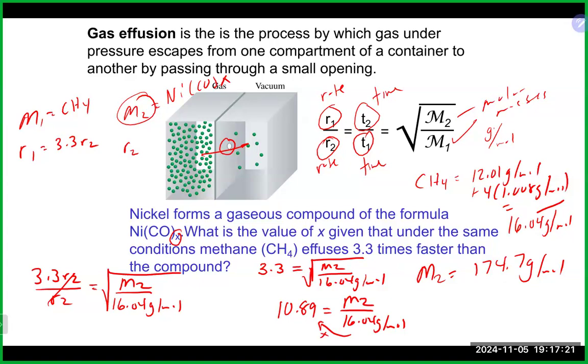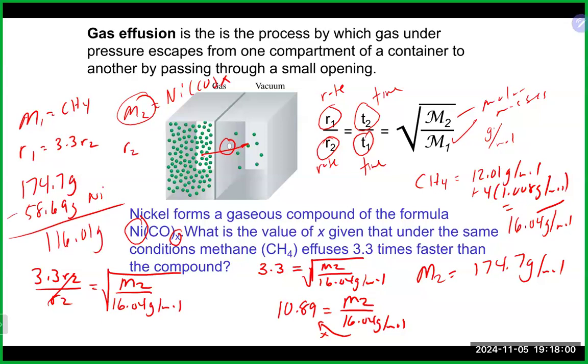Now, can we figure out what the actual compound might be, or really what the X value is that's missing? We can. We know that the whole compound is 174.7 grams. We know we have one nickel, and if we look at the periodic table, nickel is 58.69. So if I subtract 58.69 grams for the one nickel that's there, that's 174.7 minus 58.69.